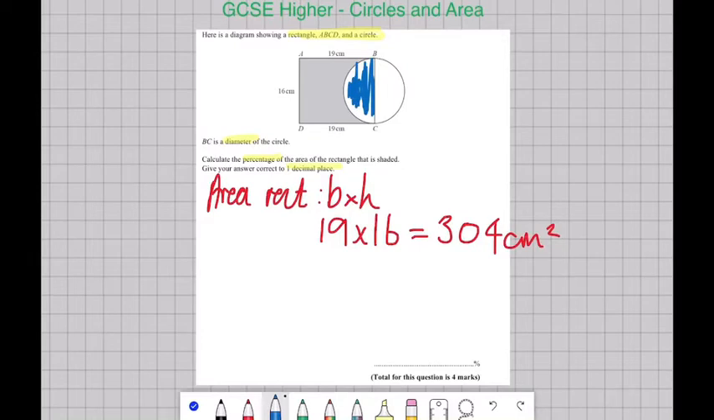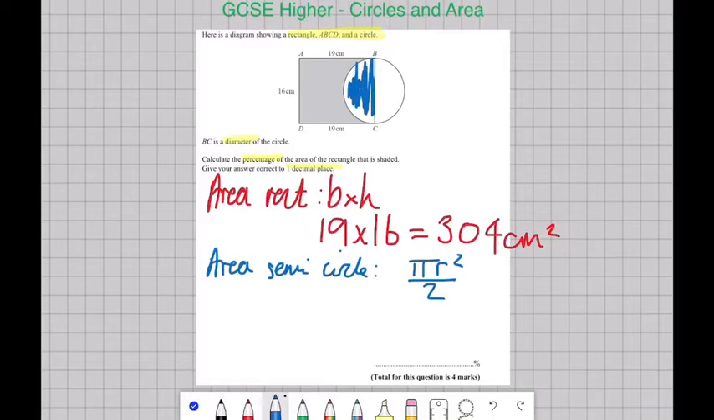That's a semicircle, so that's the area of the semicircle. So that's the next thing I need to work out, the area of the semicircle. So the area of a circle we know is pi r squared. The area of a semicircle will be half of that, so I'm just going to divide it by 2.